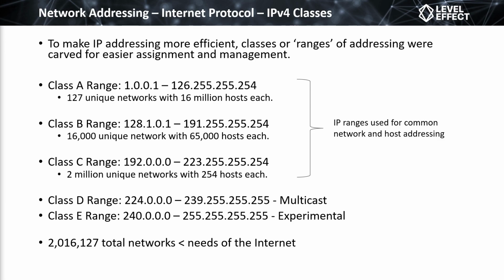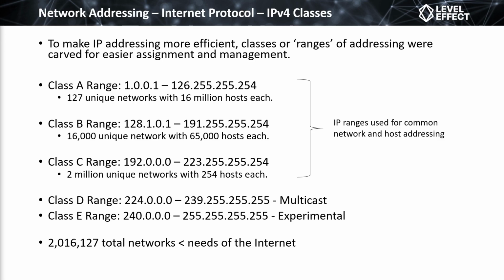So a class A network represents the largest size network you could have. If you look at all the available IP addresses that exist in the world and you broke them into class A sized ranges, it would be represented in the IP address 1.0.0.1 through 126.255.255.254. That is the range from beginning to end that make up all the Class A ranges. Now, out of those ranges, you have 127 unique networks, and each of those networks have 16 million hosts each.